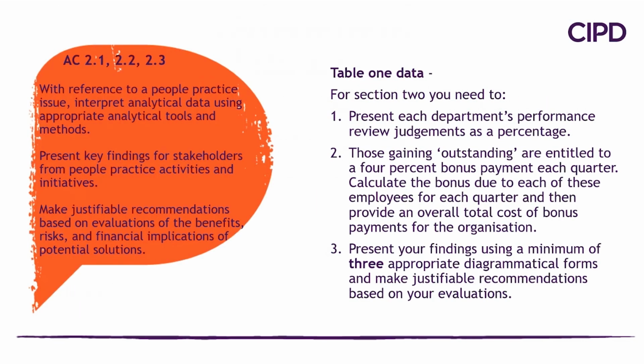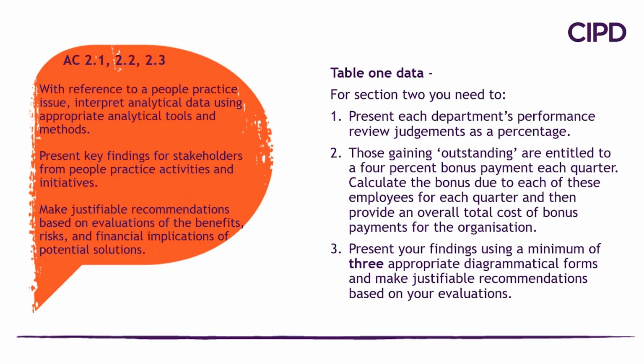So we're covering now AC 2.1, 2.2, and 2.3, which are with reference to people practice issue: interpret analytical data using appropriate analytical tools and methods, present key findings for stakeholders from people practice activities and initiatives, and make justifiable recommendations based on evaluations of the benefits, risk, and financial implications of the potential solutions.